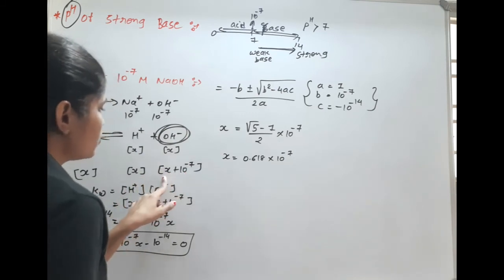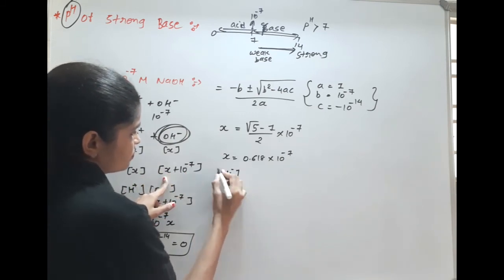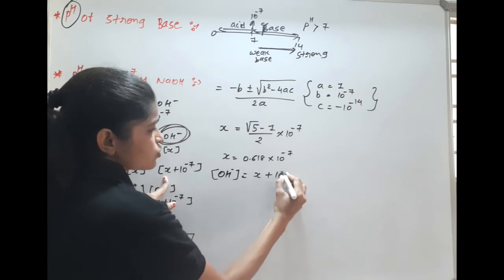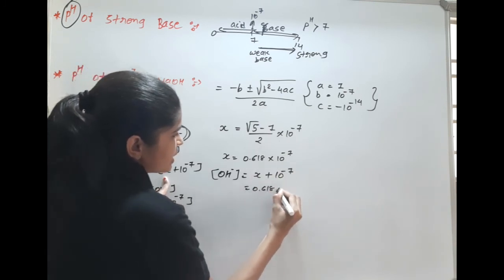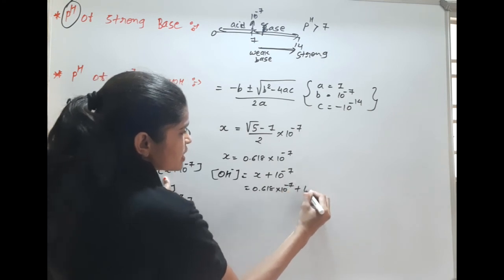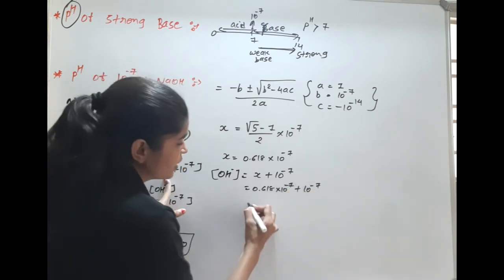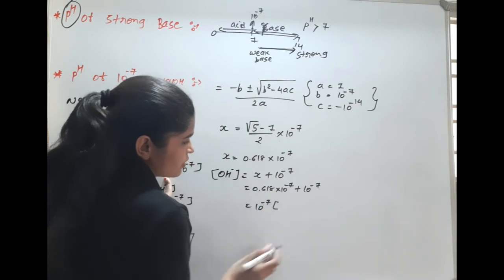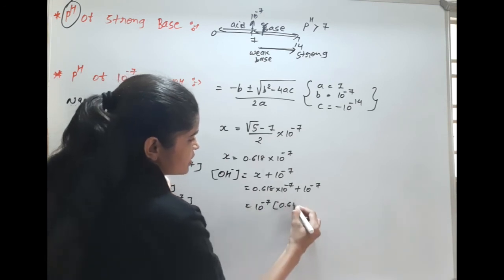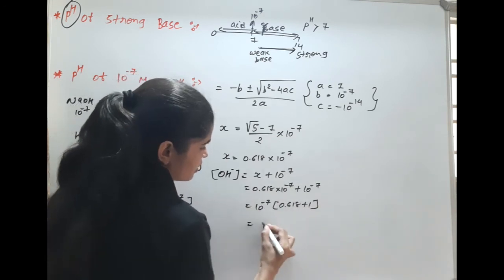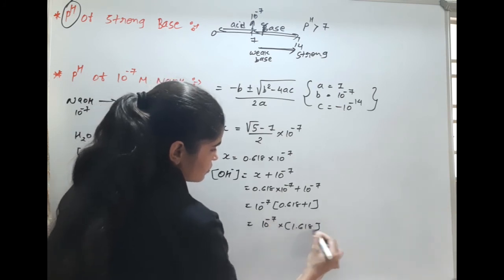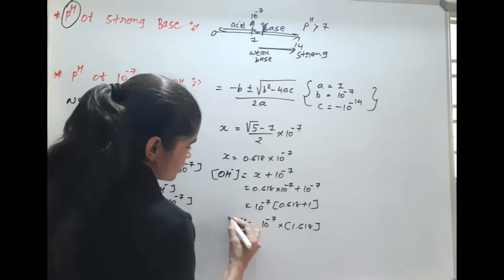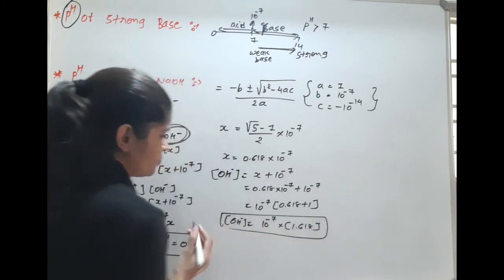The OH- value is equal to x plus 10 raised to minus 7. Put this value in this equation: 0.618 into 10 raised to minus 7 plus 10 raised to minus 7. The common value is 10 raised to minus 7, and this is 0.618 plus 1. So 10 raised to minus 7 multiplied by 1.618. This is the concentration of this OH-.